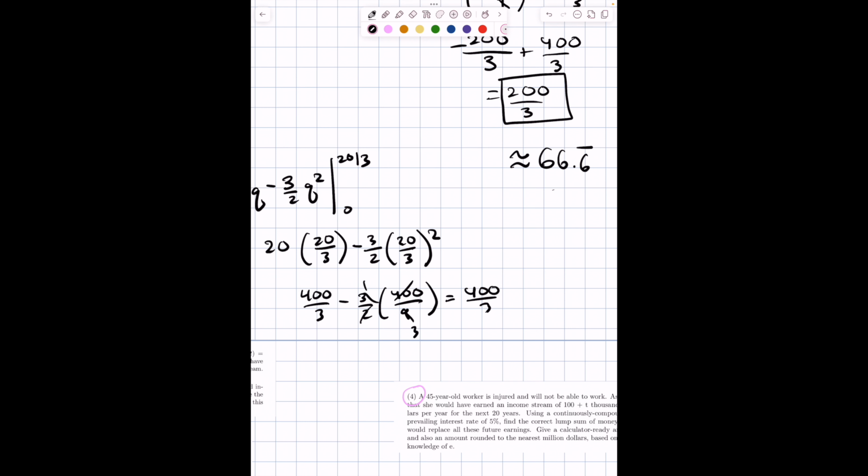This cross cancels as well, so I get 200. And then you have the same answer. So this is also 66.6 repeating.